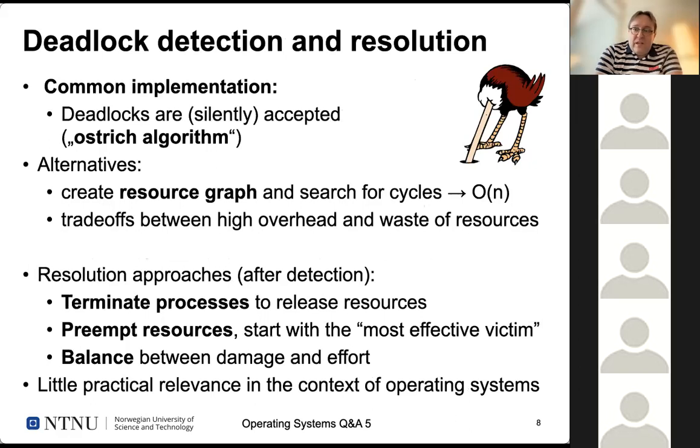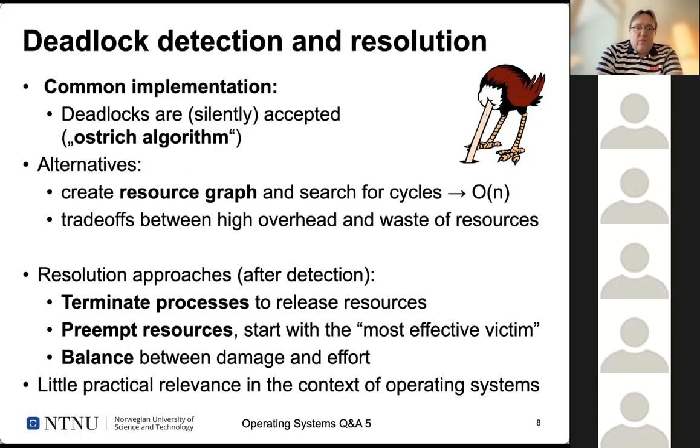So deadlock detection and resolution, how can we work with this? The very common implementation is shown in the picture on the right-hand side. So we're just doing nothing. Deadlocks are just silently accepted because they are rare. They're usually a programmer error. And we're calling this the ostrich algorithm because ostriches are supposed to just put their head in the sand. I think that's actually a folk tale and they're not doing it, but of course it works quite well. So we're just ignoring the problem by looking away.